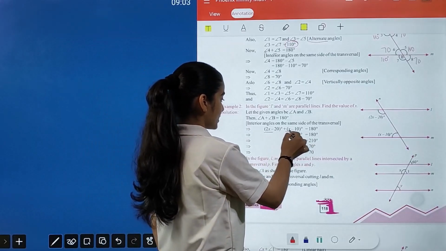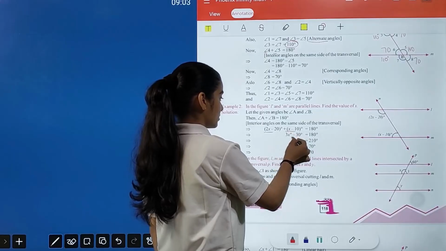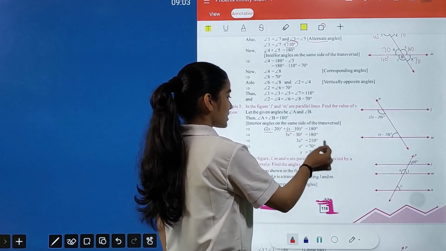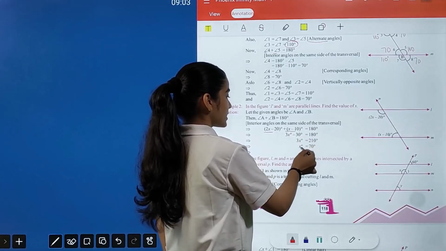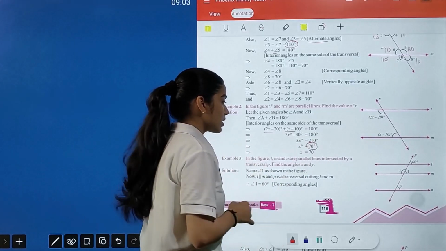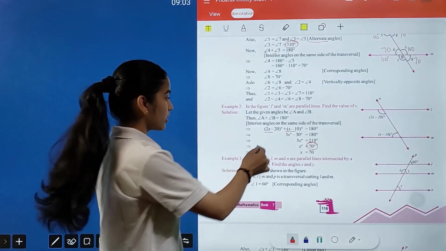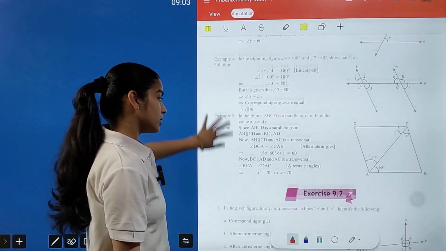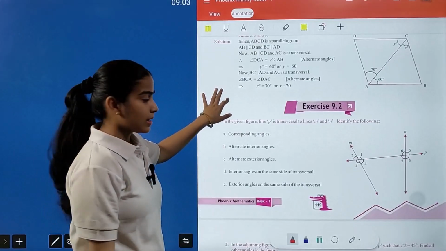We have 2x plus x, 3x minus 30 is equal to 180 degrees. 3x is equal to, if we change the side, 180 plus 30 is 210, so x is equal to 70. Now you can put the value of x into your algebraic expression and you will get your answer. In the same way, you have to find out the answers for the rest of the examples you have.